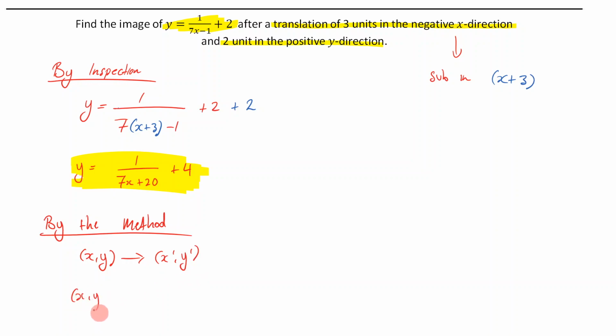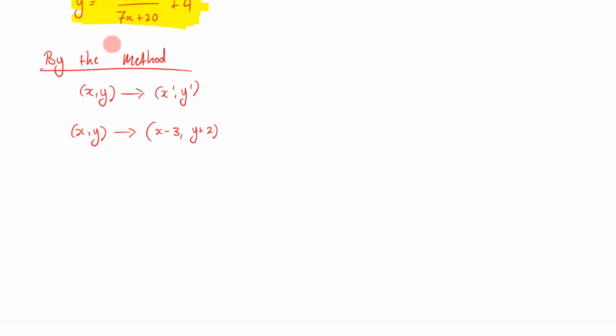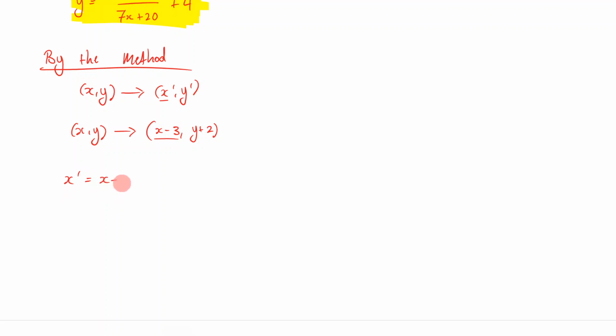I've got this old point. The new point that I'm going to is 3 units in the negative x direction, so that's x minus 3, and 2 units in the positive y direction, y plus 2. After I've done that, I then say, well, my x dash is x minus 3, so x dash is equal to x minus 3, and my y dash is y plus 2. Then I solve for x. So I'm going to get x dash plus 3 is equal to x, and y dash minus 2 is equal to y.